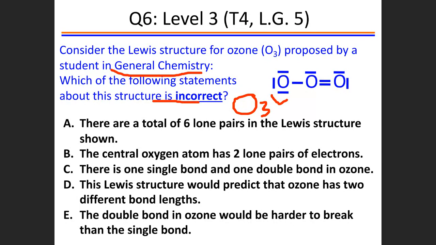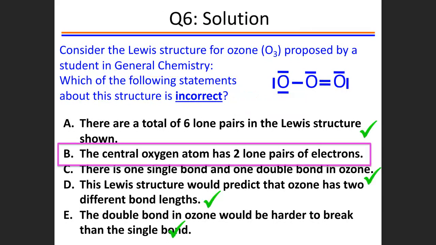The central oxygen atom has 2 lone pairs. Yes. There is one single bond and one double bond in the Lewis structure, which would predict that ozone has 2 different bond lengths. Maybe the double bond in ozone would be harder to break than the single, obviously. So let's see which one is the, yeah, this one, 2 lone pairs. Yeah, because there is a one.